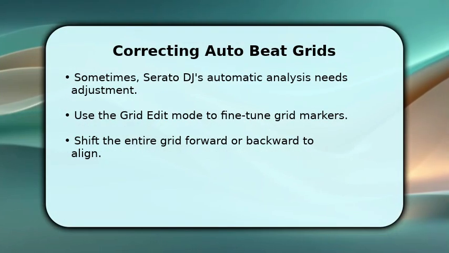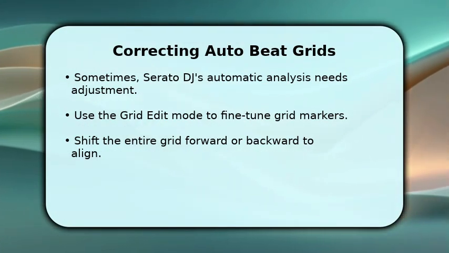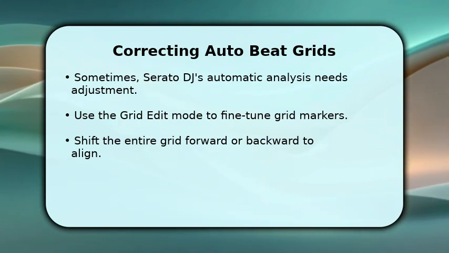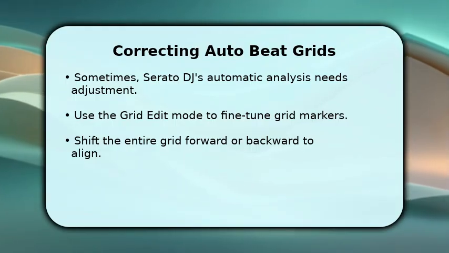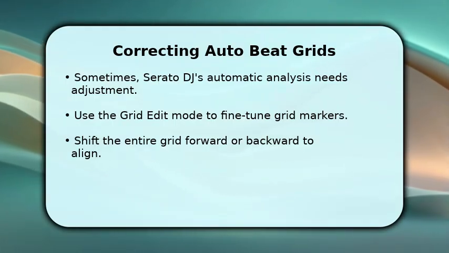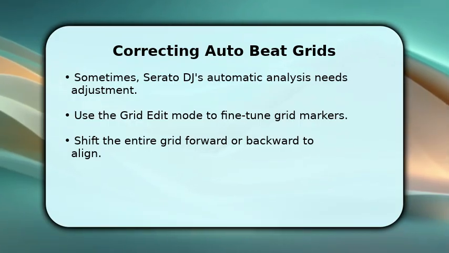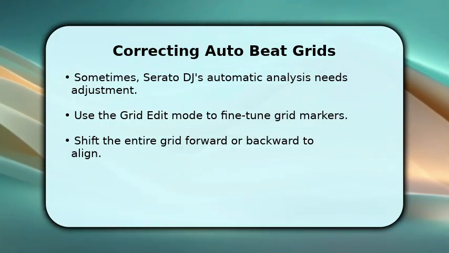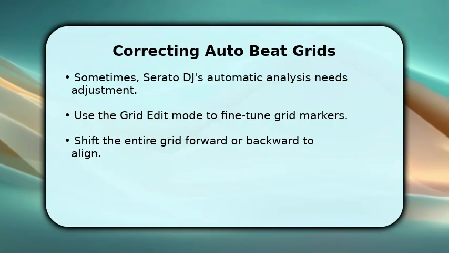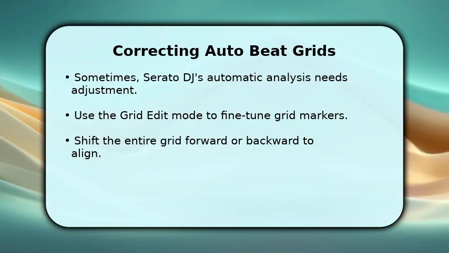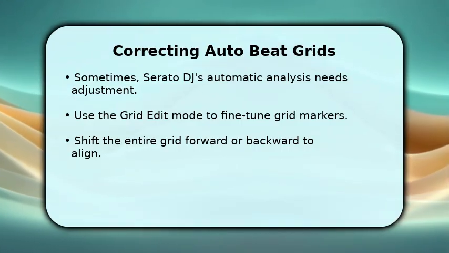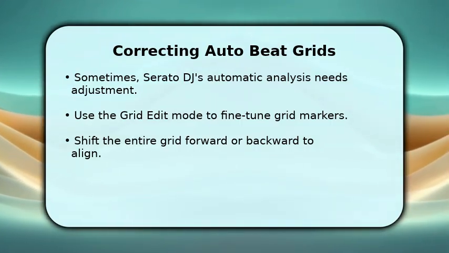When Serato DJ automatically analyzes a track, the beat grid might not always be perfect. To correct this, enter Grid Edit mode. You can then shift the entire grid left or right using the arrow keys to align the first beat marker precisely. If the track's tempo is slightly off, you can also adjust the overall BPM of the grid to ensure consistent timing throughout the song. This ensures your mix stays perfectly in time.